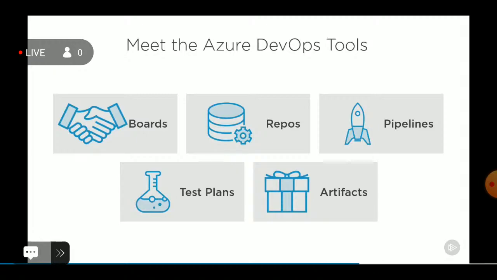Let me go through the different parts of the product one by one in more detail. The product suite consists of Azure Boards, Repos, Pipelines, Test Plans, and Artifacts. Azure DevOps also has a wiki and dashboard capabilities. Let me start with explaining what Azure DevOps Boards can do for you.